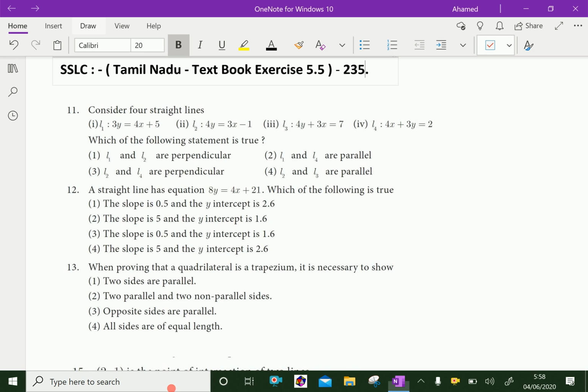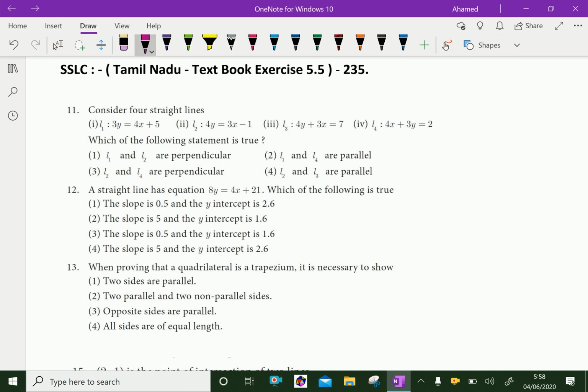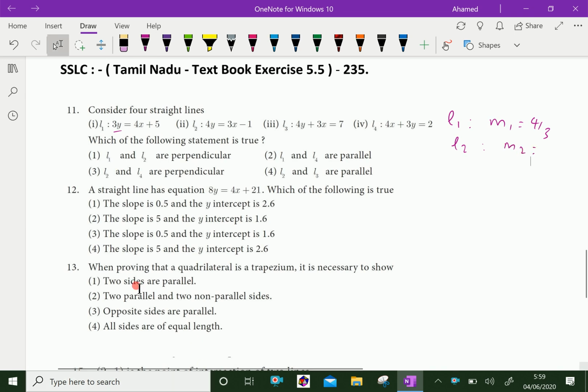Now, question number 11. Suppose line L1. For L1, the slope M1 is, y equal to mx plus c, 4 over 3, because this 3 will come down, 4 over 3. For line L2, the slope is, here also y equal to mx plus c, the 4 will come down, that is 3 over 4.